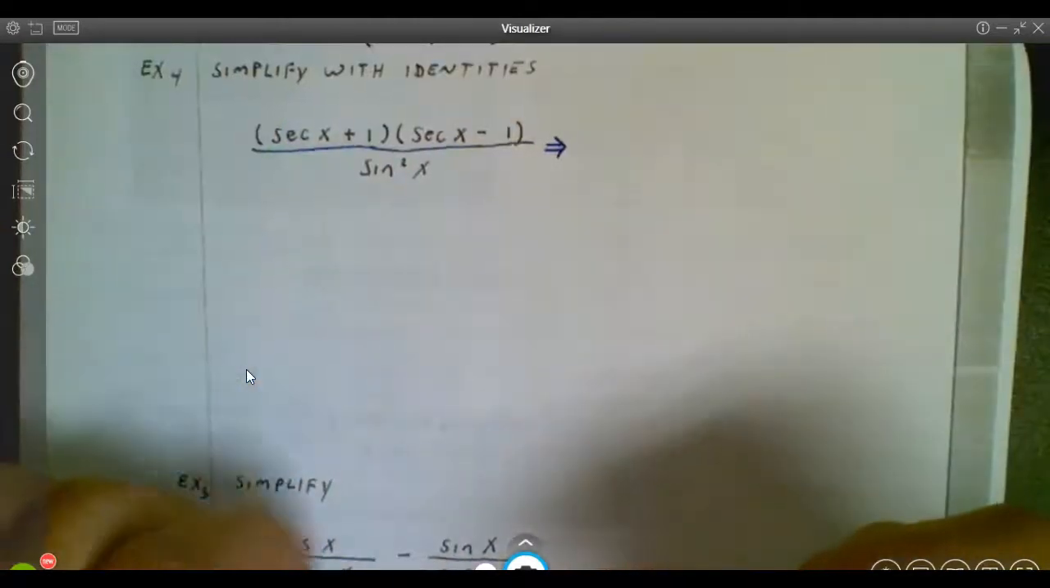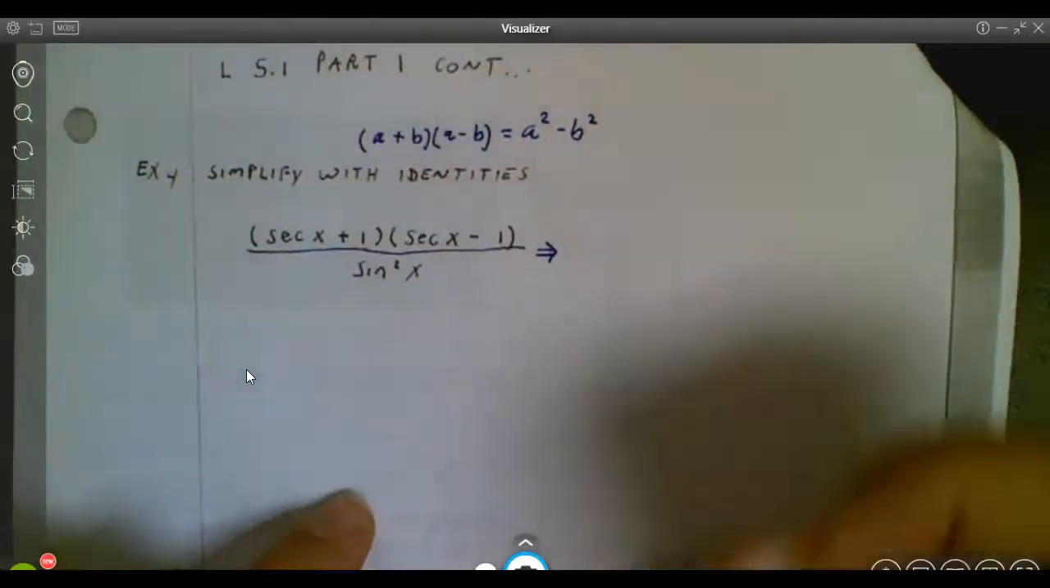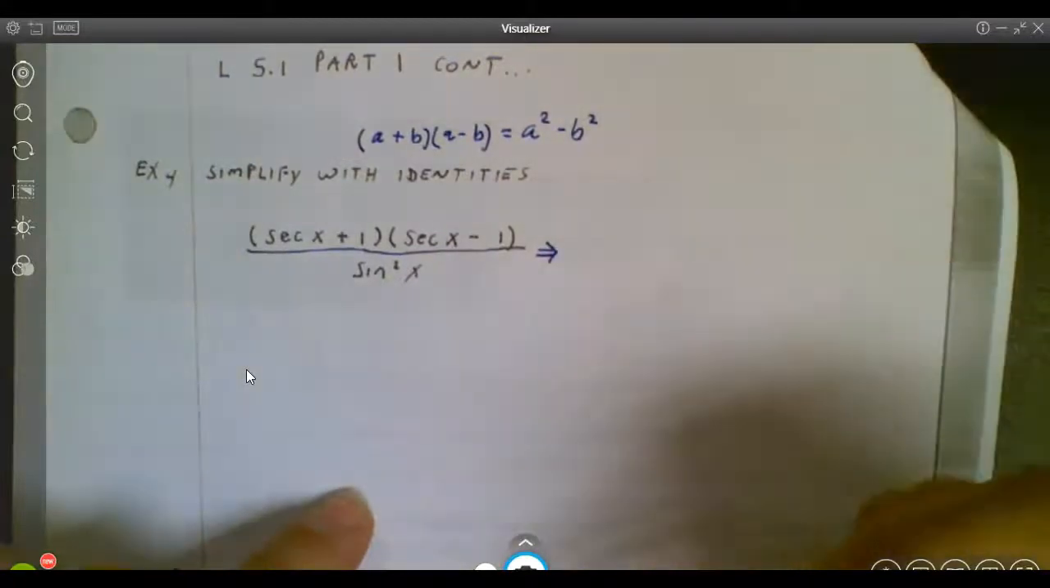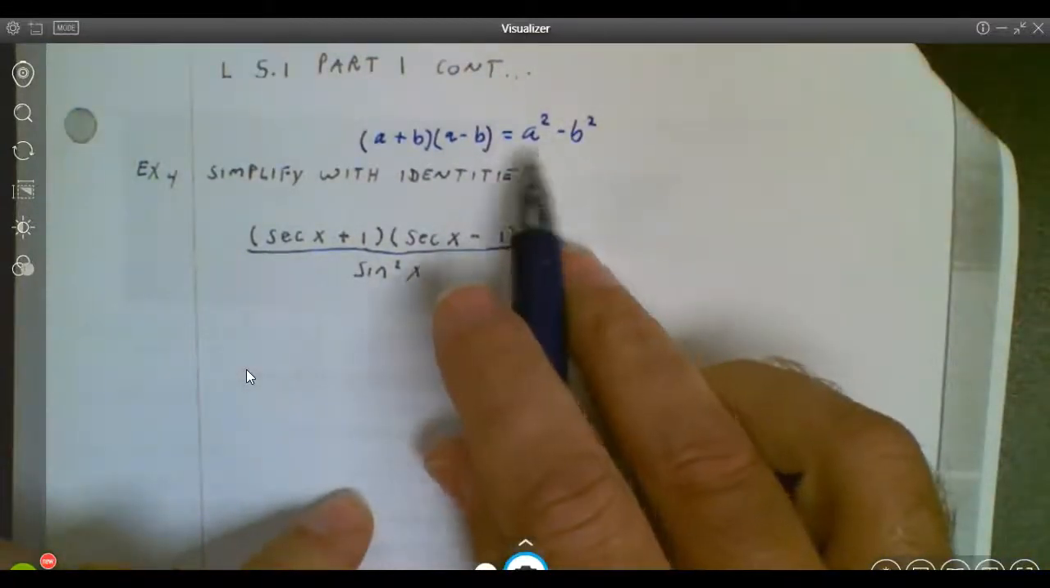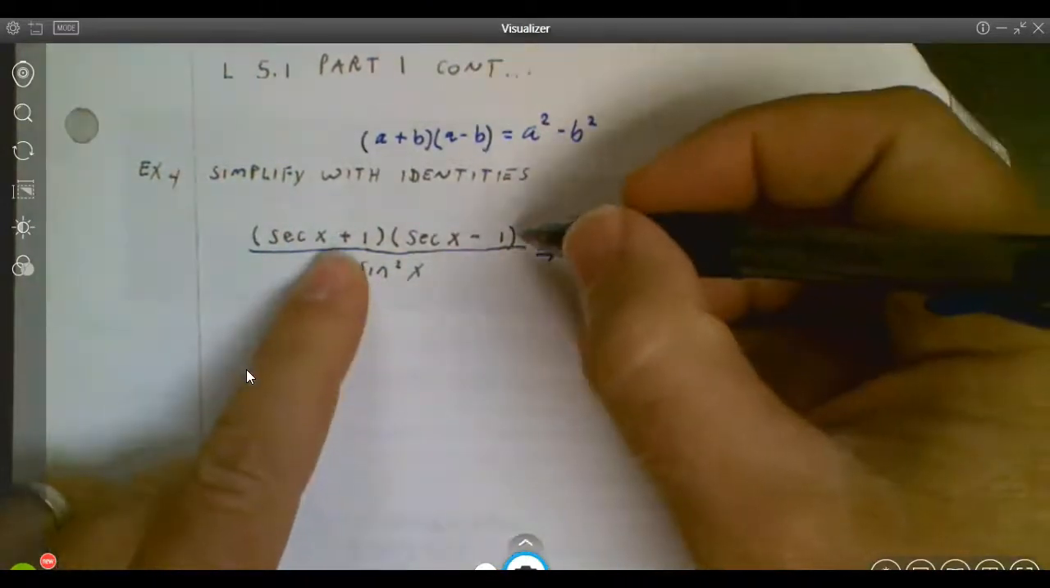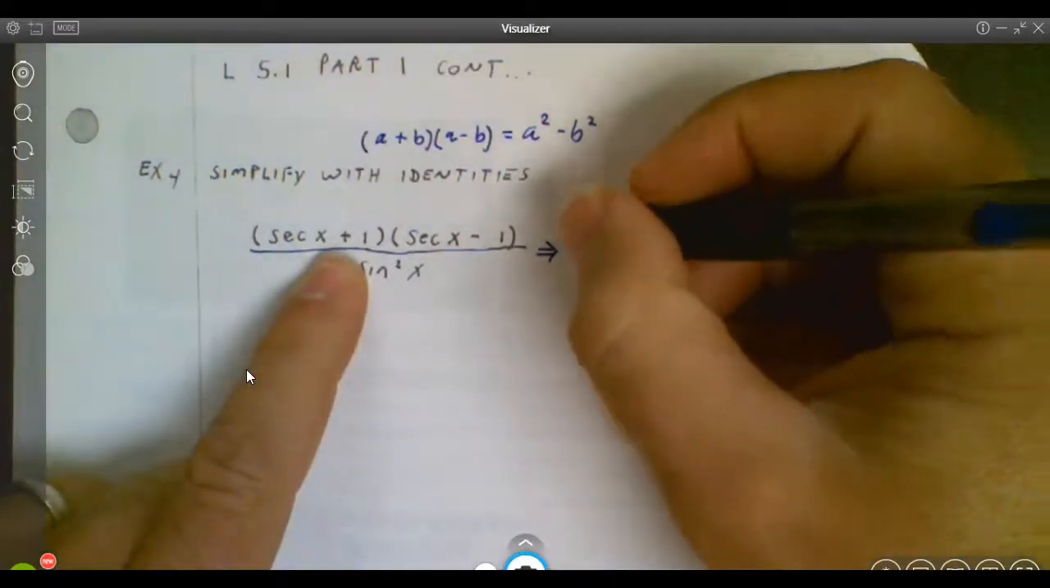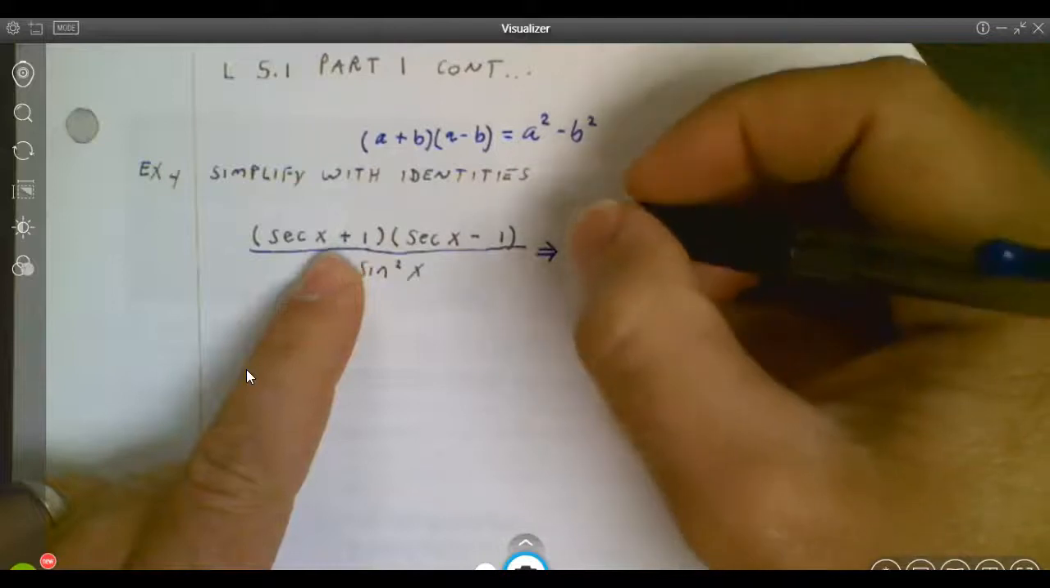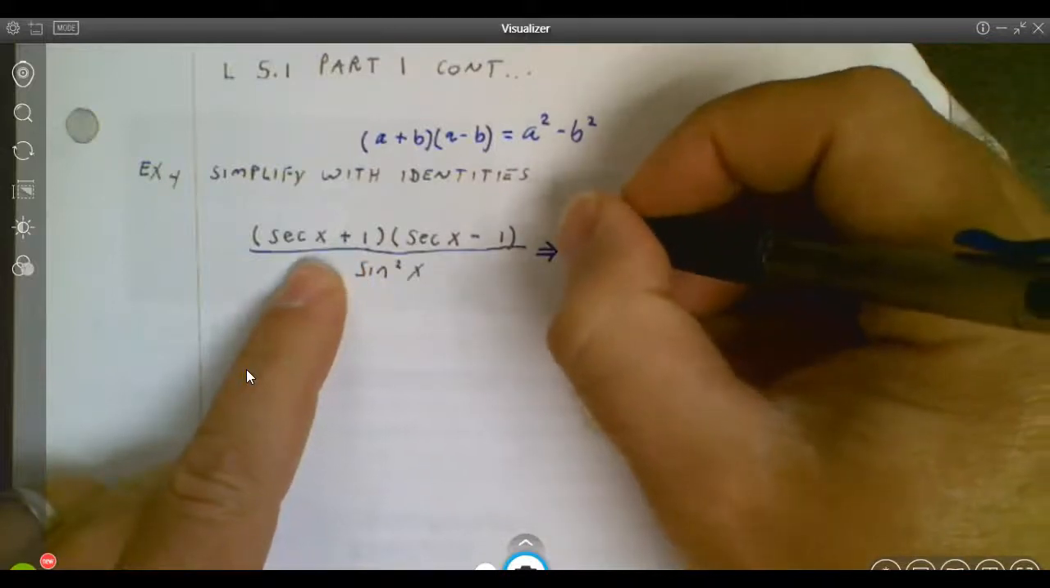Just one of our old multiplying and factoring techniques, like a difference of squares, comes out to be this. So anyway, that's what we have going on with these guys. We have conjugates, so I know I'm going to get this result, which is just secant squared minus 1.